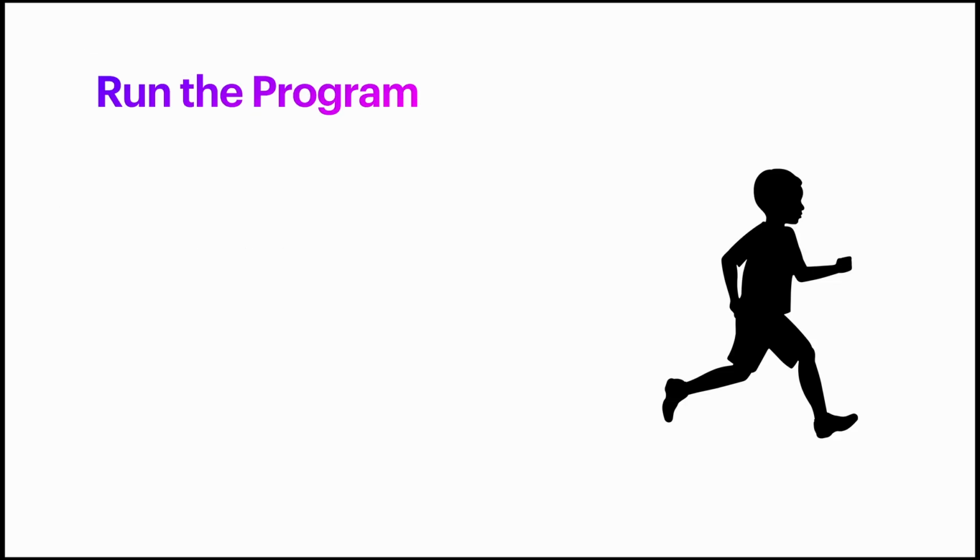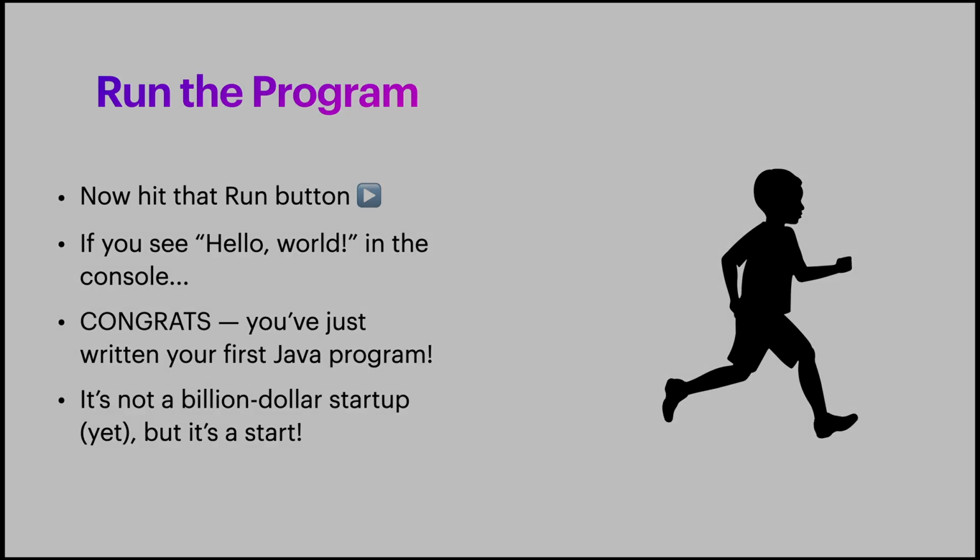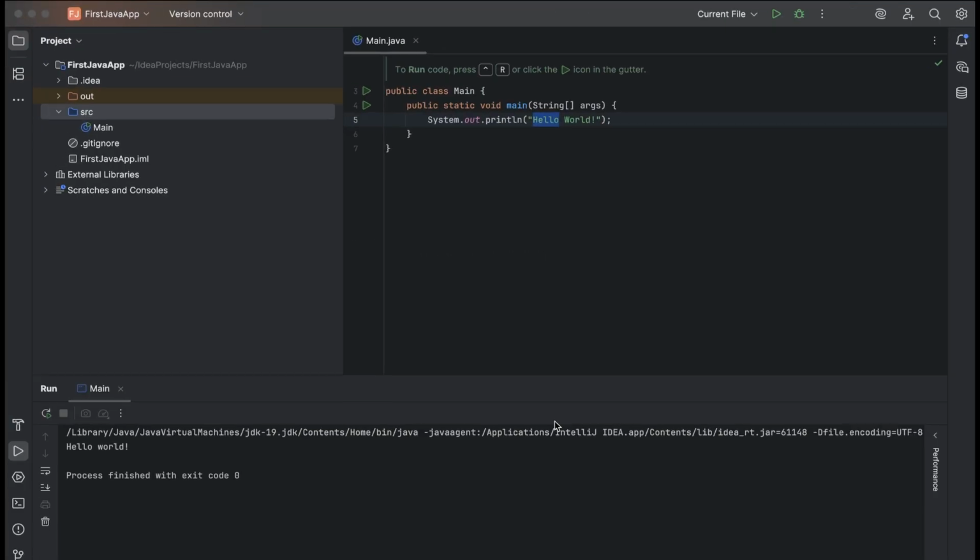Okay, so next, how do we run this program now? We hit the button which is named run. If you see Hello World in the console, then congratulations to you. You have just written your first Java program. Now, it may not be a $1 billion startup yet, but it's a start. Now, let's go back to our code and see if it does actually run. Okay, so let's hit the run button and bam, it actually works.